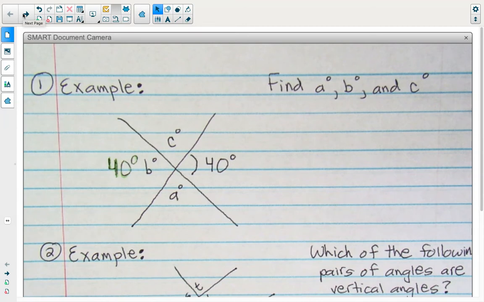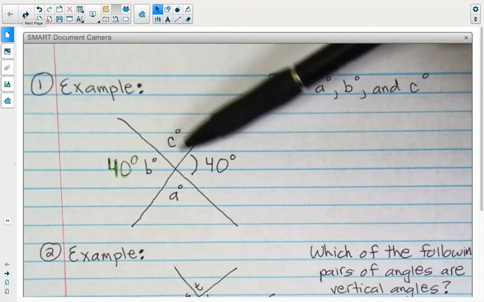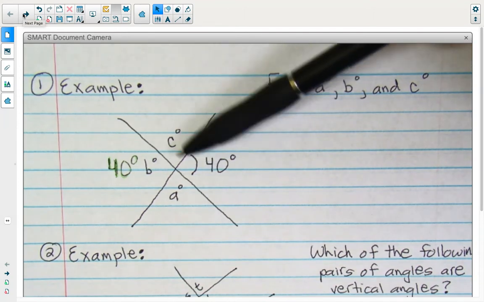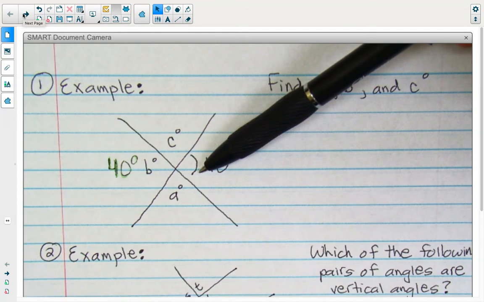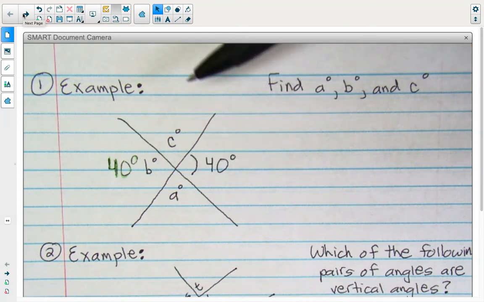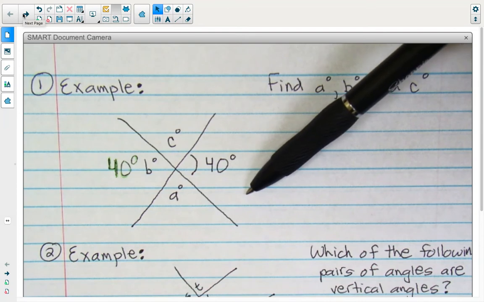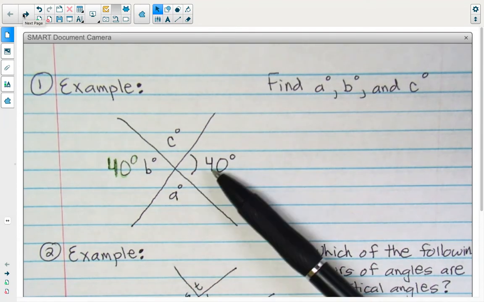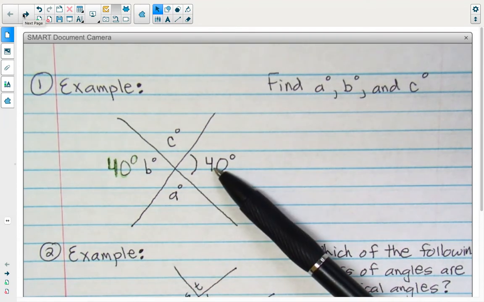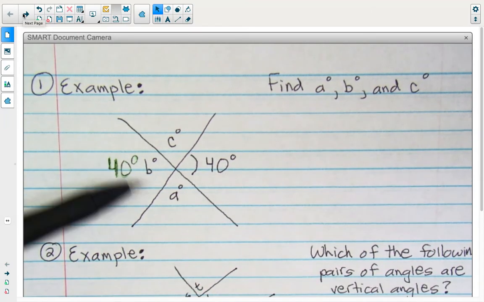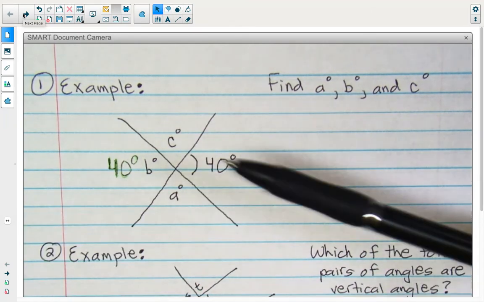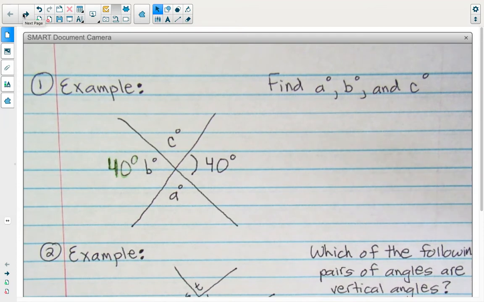Now, I could take a couple of other approaches to find A and C. I know that these two angles together sum to 180 degrees, and they are supplementary angles. So I know that C plus 40 equals 180. I know that A plus 40 equals 180. And I know that B plus A equals 180 and B plus C equals 180. So that's one approach that I can go.